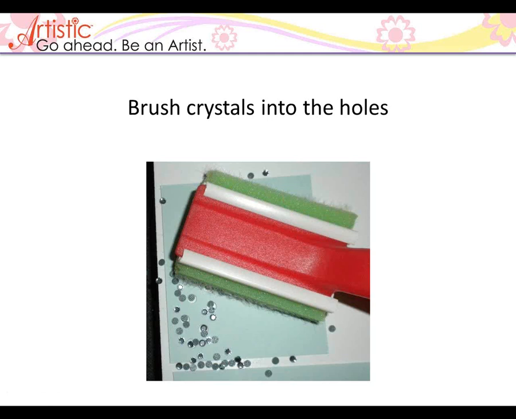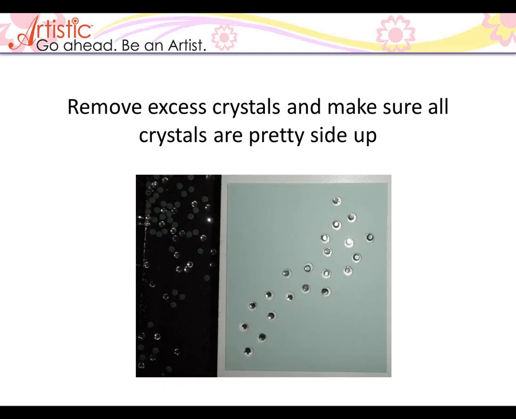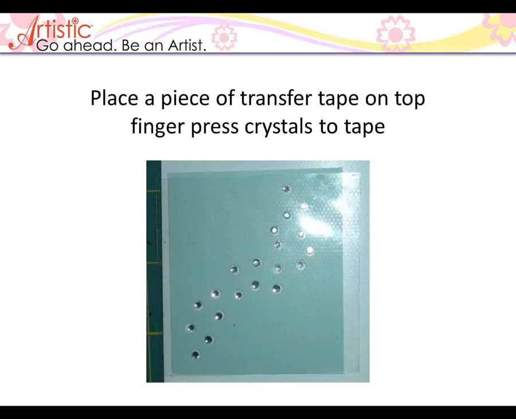When you're done getting them all into the holes, then you want to gently brush off any excess into that box. And you can see that we have all of our crystals with the pretty side up in our template. Now we're going to remove the protective paper from a piece of the transfer tape. Keep that. You don't want to lose that. We need that protective paper to put back on in a minute. So we're going to set that aside, place the tape over the crystals, and finger press those crystals.